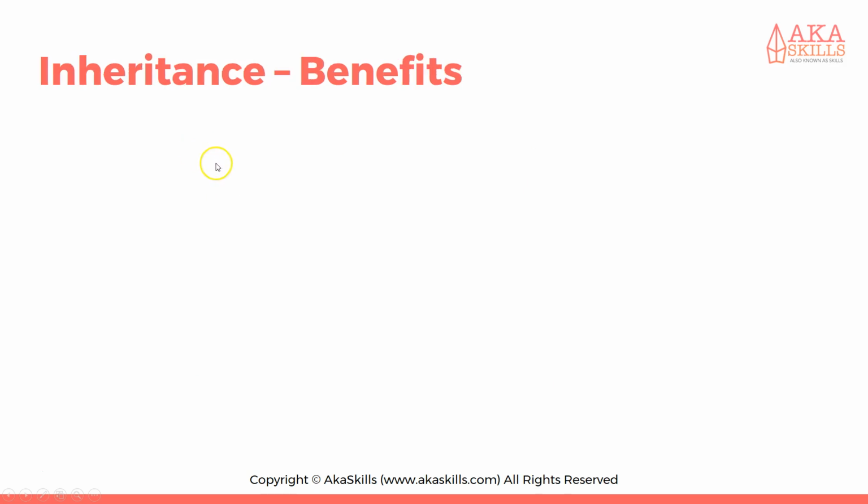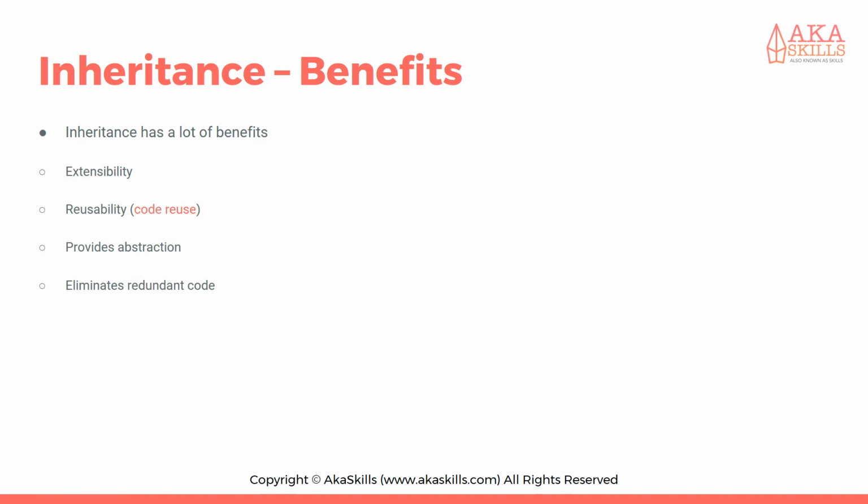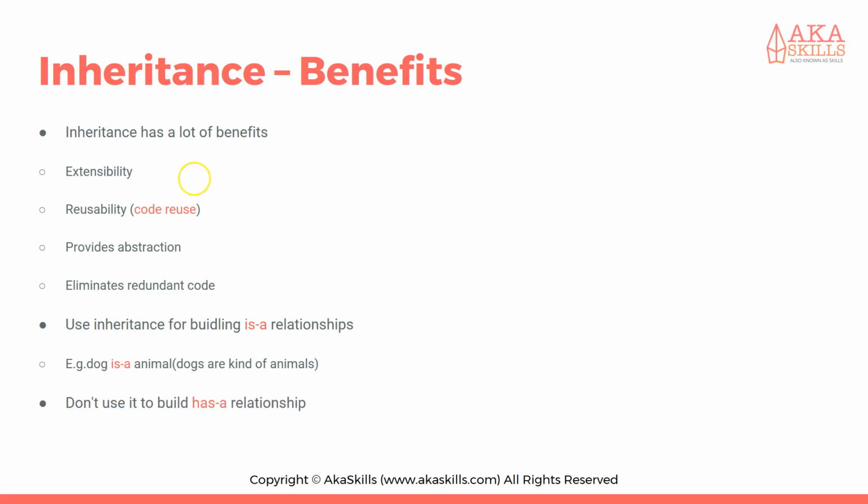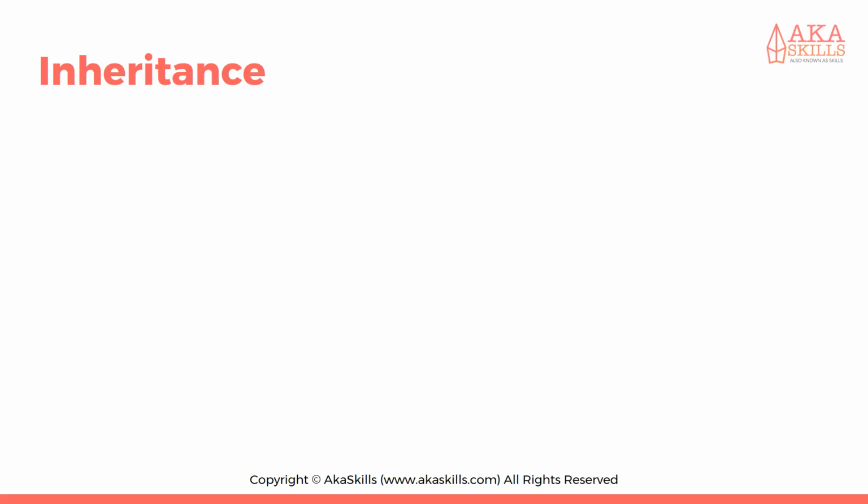What are the benefits of inheritance? Well, inheritance has lots of benefits like extensibility. We have reusability. It provides abstraction, so we're following object-oriented programming principles. It eliminates redundant code, and we also use inheritance for building is-a relationships. For example, a dog is an animal, and dogs are kinds of animals. Don't use it to build a has-a relationship. A dog has a name. A dog is not a kind of name, and that's the important thing which you have to remember. So you build it for is-a, not has-a relationships.